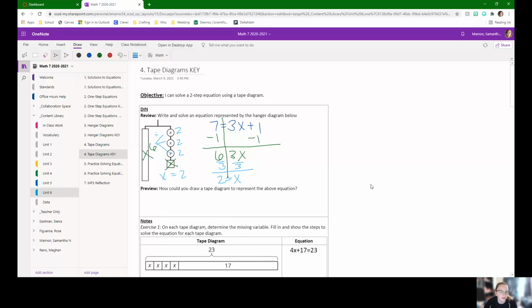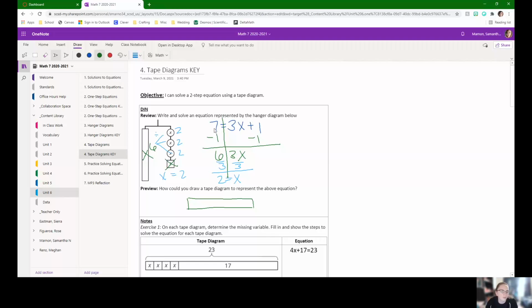So for our preview question, how could you draw a tape diagram to represent the above equation? So think about what you could possibly do to a tape diagram. Remember, all tape diagrams start just by drawing a rectangle, and then see if you can label this tape diagram on your own. So pause the video and try drawing this tape diagram on your own.